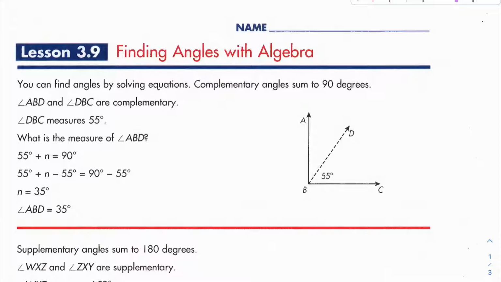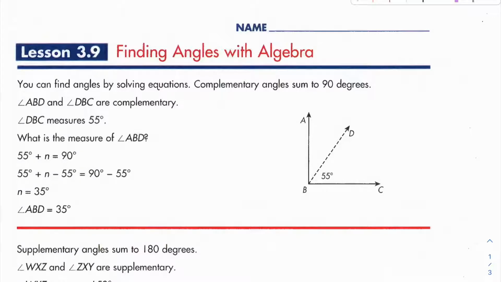Well, I know that angle ABD and angle DBC should add to equal 90 degrees. So I can make the statement that angle DBC, which is 55, plus, we're going to call it N, which is the unknown measure for angle ABD, those two angles added together should equal 90 degrees. That is how we get our first equation.